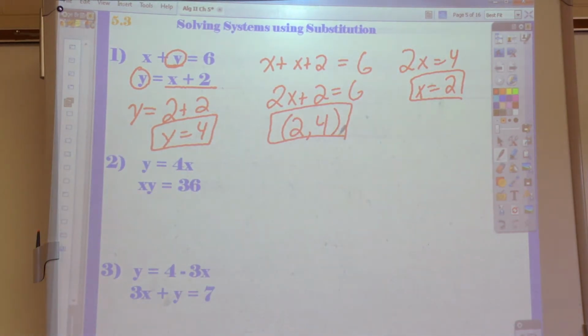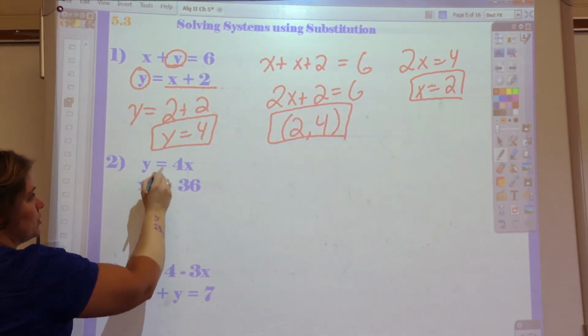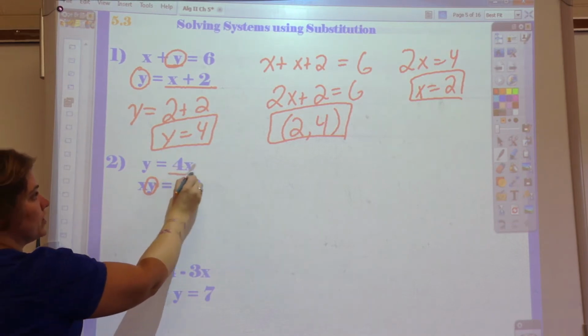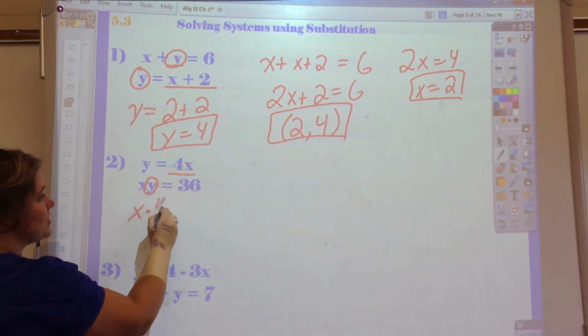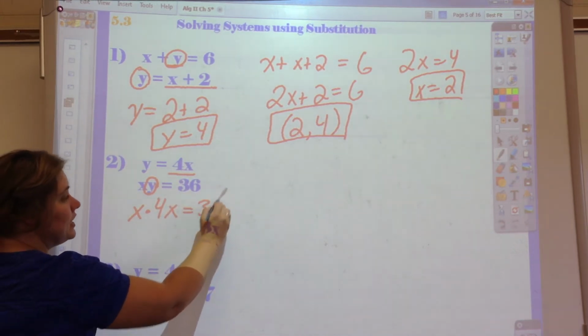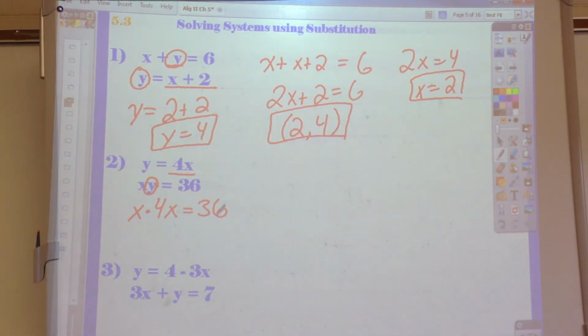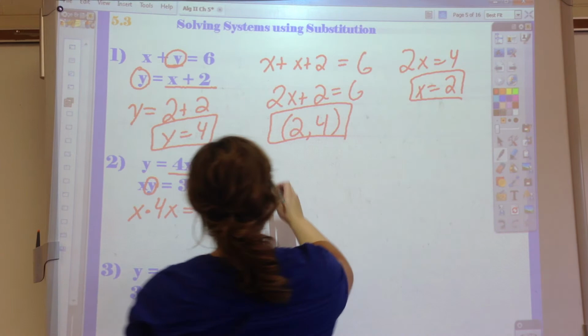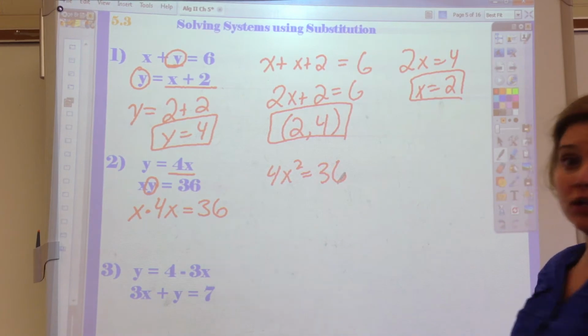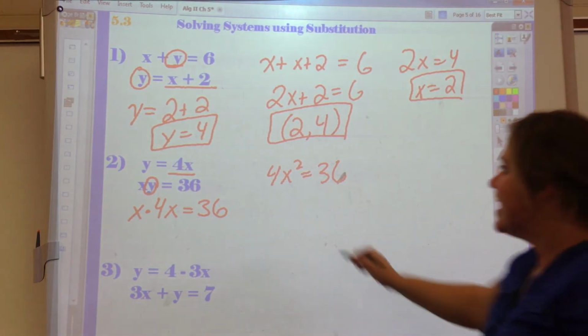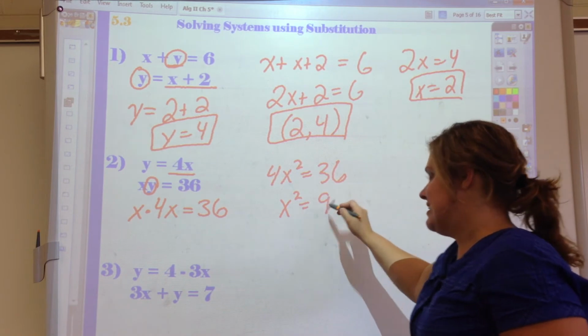Let's move on to number 2. Which equation in number 2 is already solved for one variable? Hopefully you'll agree with me that it's the top equation. That means that down here in the bottom equation, we are going to replace y with what it's equal to. So now I'm going to have x times what y is equal to, 4x, equal to 36. Now when I multiply the left hand side of that equation, I get 4x squared equals 36. To get my variable alone, I'm going to divide both sides by 4, and I get x squared equals 9.